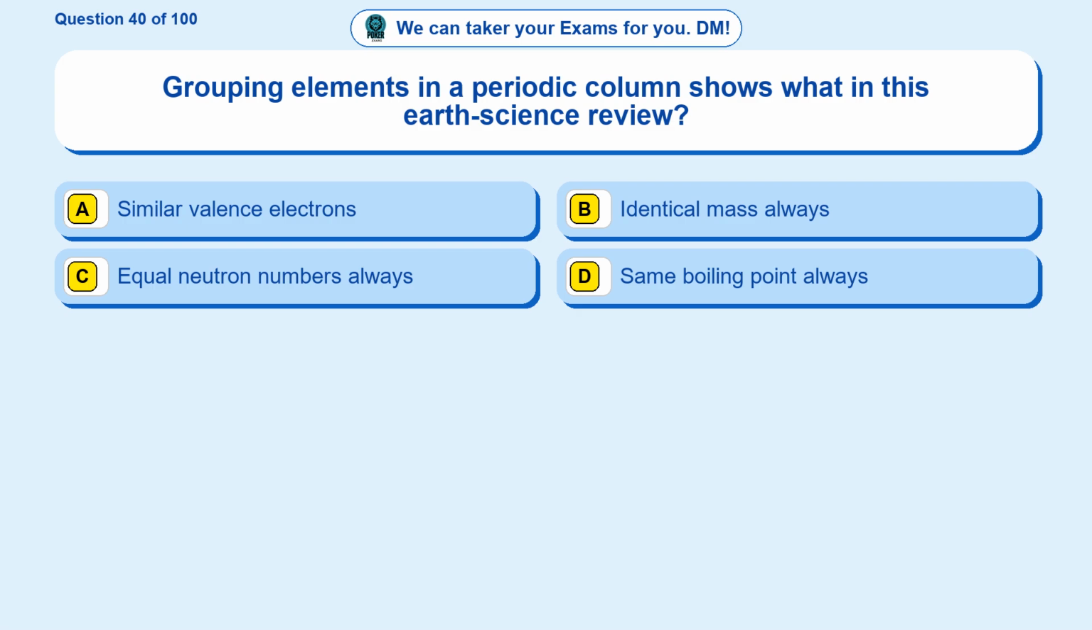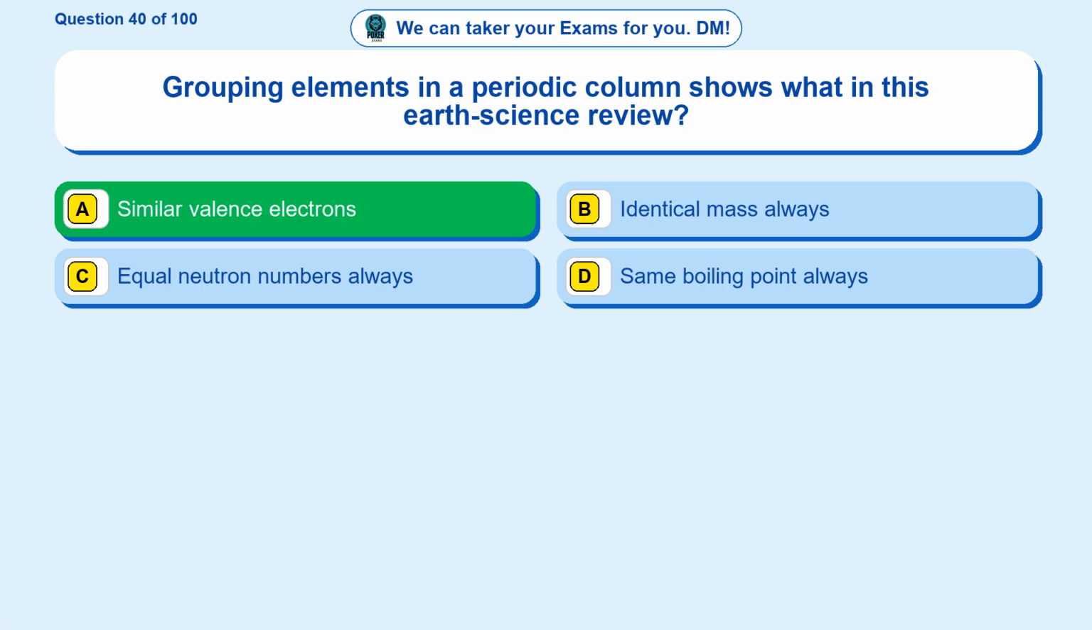Question 40. Grouping elements in a periodic column shows what in this Earth Science Review? Option A, similar valence electrons. Option B, identical mass always. Option C, equal neutron numbers always. Option D, same boiling point always. The correct answer is option A, similar valence electrons.